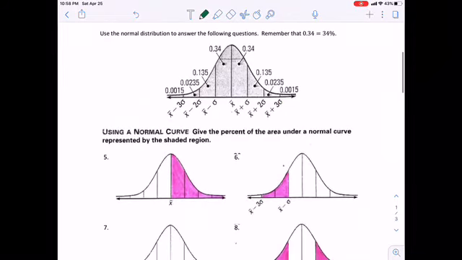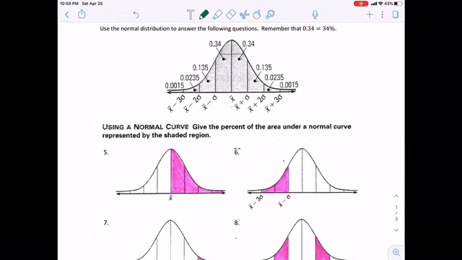In this next section, it says, use the normal distribution to answer the following questions. So we're being asked to find the percent underneath this curve, and this is a normal curve. And as you may recall from assignment 8.1, if something is distributed normally, then the percentages shown in this picture here will always apply. Every single normal distribution has these same percentages. That's what makes it normal. So we can use those percentages anytime we have something that's normally distributed.